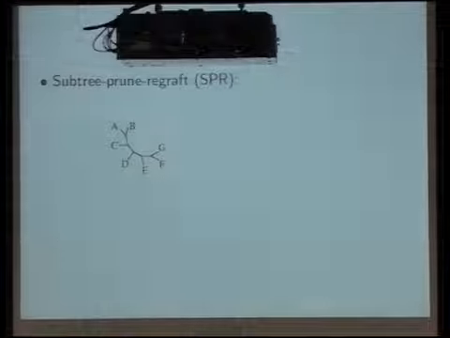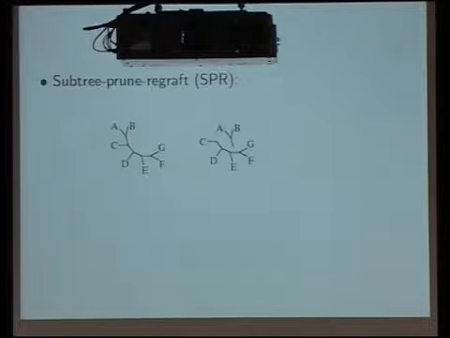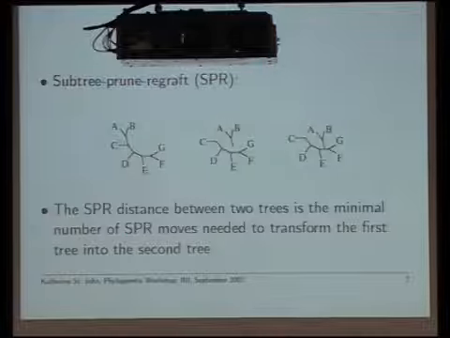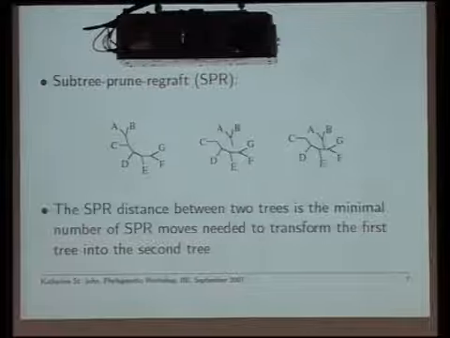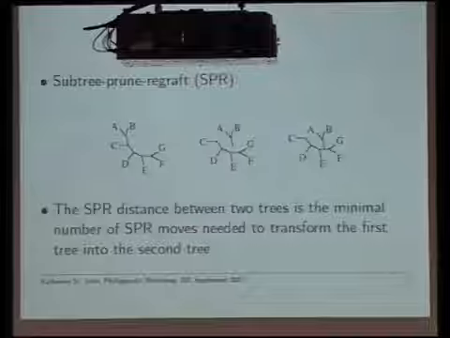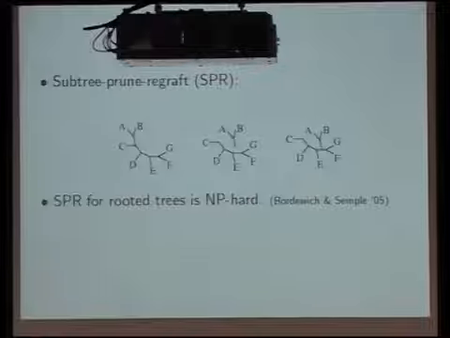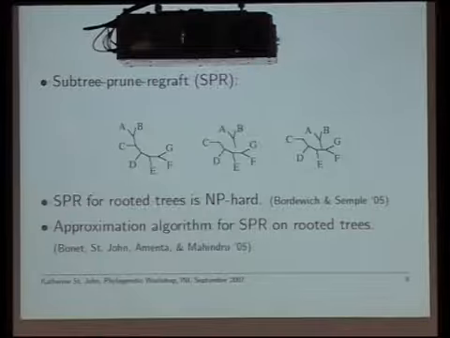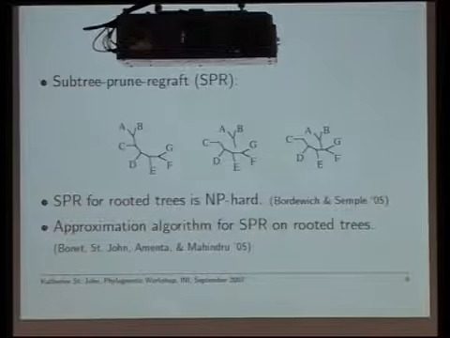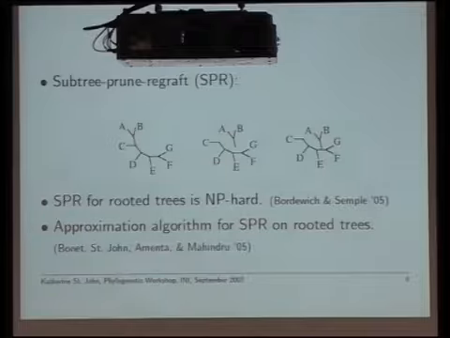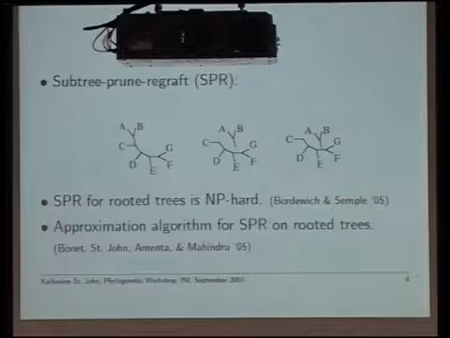Another related distance, and this is the one I'd like to talk about today, is subtree prune and regraft, or SPR. For this one, you take off a subtree, but keep it rooted, and graft it somewhere else in the tree. Similarly, we'll say that the SPR distance between two trees is the minimal number of moves to transform the first into the second. This one was shown to be NP-hard by Magnus Bordewich and Charles Semple. There's an approximation algorithm for it on rooted trees that's a linear time approximation, but unfortunately only gets within a multiplicative factor of 5, so it's not very good.